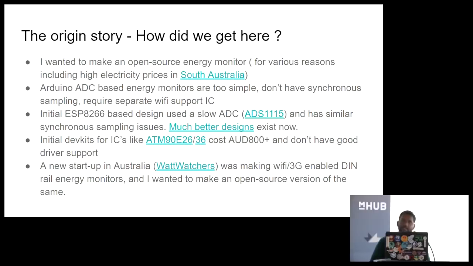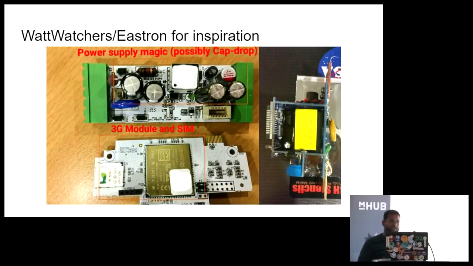There was a new startup in Australia doing Australian designed energy monitors. They're called Watt Watchers, and they had this DIN rail form factor. Some people were saying only industrial places in the US have DIN rails, but in Australia, most houses have DIN rails, and a lot of houses even have three phase. So there's a big market for custom energy monitoring stuff over there. Here are some inspiration pictures of what they look like on the inside. On one side you have the Watt Watchers one, the white PCB.